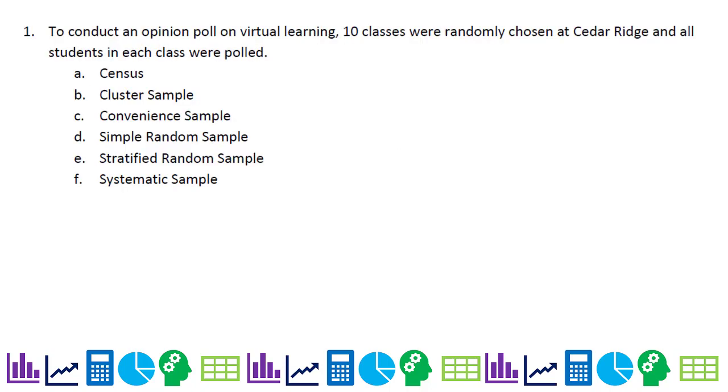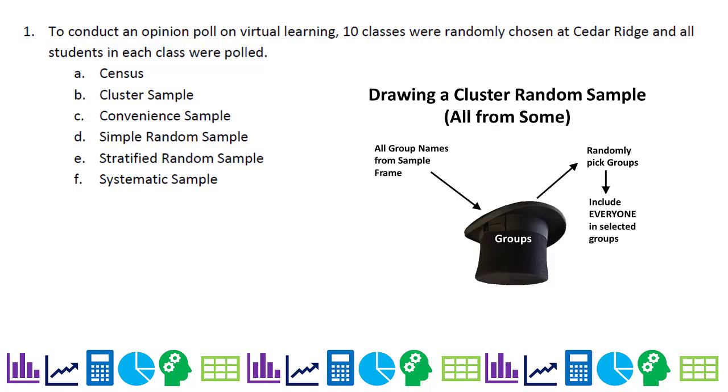To conduct an opinion poll on virtual learning, 10 classes were randomly chosen at Cedar Ridge, and all students in each class were polled. So it's important to know what was randomly selected. Was it individual students or was it classes, groups of students? So this one is called a cluster sample because we're taking group names, which are the 10 classes. We're throwing them into the hat, mixing it up, and randomly picking the groups, and then you include everyone in the selected group. We are including everyone in the selected classes. This is a cluster sample.